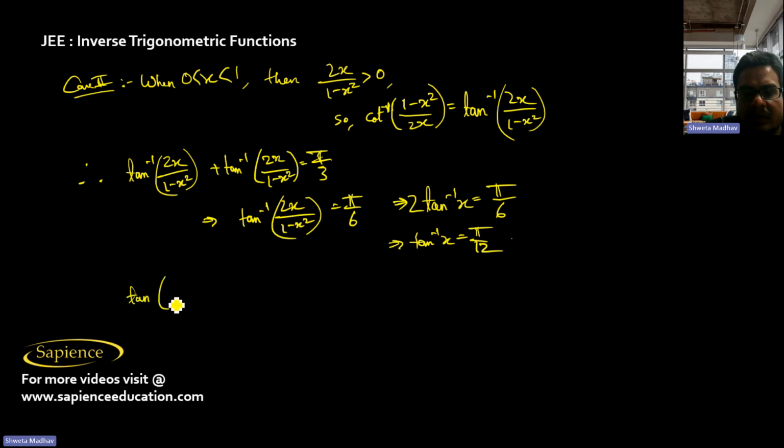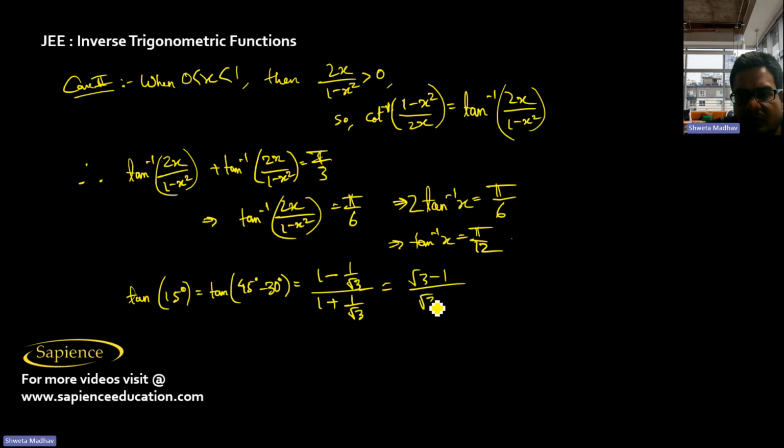Tan pi by 12 means half of 30 degree, that is tan 15 degree. Now tan 15 degree, we can say it is tan of 45 degree minus 30 degree. So it will be tan A minus tan B, so it is 1 minus tan 30 by 1 plus tan A tan B, where tan 30 is 1 by root 3. So if we multiply root 3 with the numerator and the denominator, then we'll get root 3 minus 1 by root 3 plus 1.